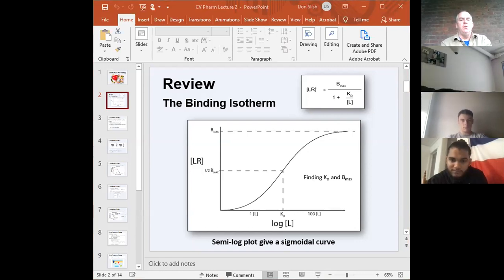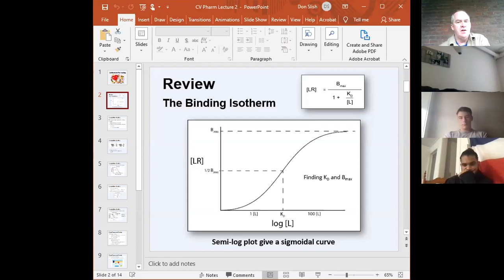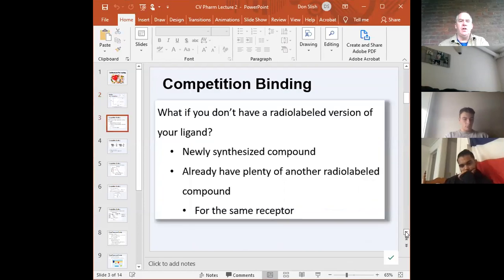Okay, so review, binding isotherm. This is what we talked about last time. By doing these binding experiments, all we're looking at is a simple bimolecular reaction of the ligand binding to the receptor. It always gives you this kind of curve, and we can find our KD and Bmax from that. So the next question is, what do you do if you don't have a radio-labeled version of your ligand? Like if you're talking about norepinephrine, it's easily commercially available. You just go out and buy it.